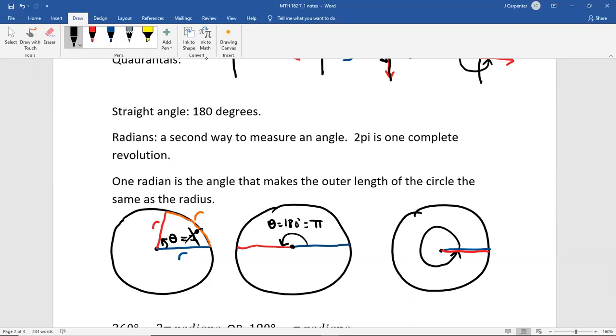So that angle, I drew the circle a little too much out. This is the angle. There we go. Kind of looks like a bullseye. That angle, because it's a full revolution, is 360 degrees, but in terms of radians, it's 2 pi.